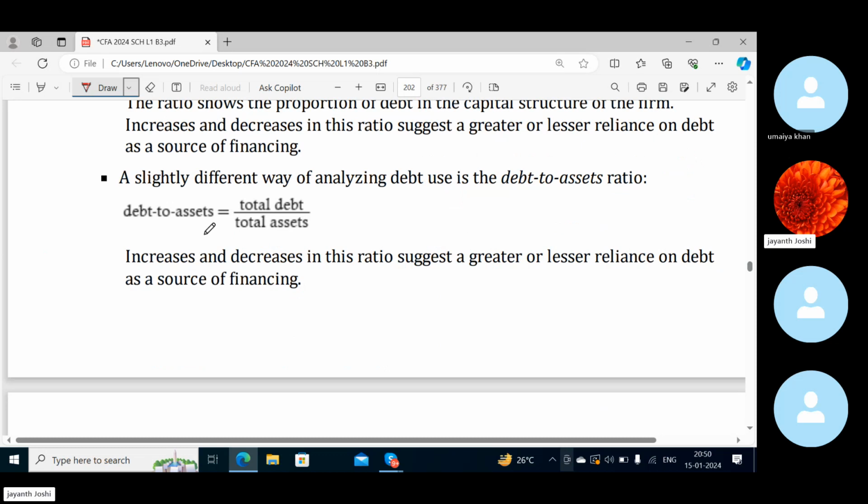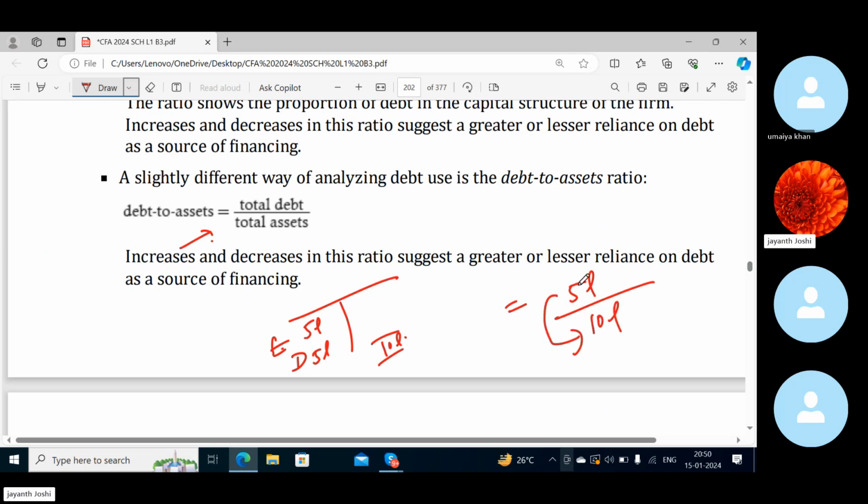Now, debt to assets ratio. Let's say in my balance sheet, my assets are of 10 lakhs. Okay. And equity is 5 lakhs and debt is 5 lakhs. Okay. Debt and equity. What does it show? If I take 5 lakhs of debt and 10 lakhs of assets, 50% of my assets are financed by what? Debt. Then 50% will be financed by equity. Come on, tell me yes or no. Yes, sir.